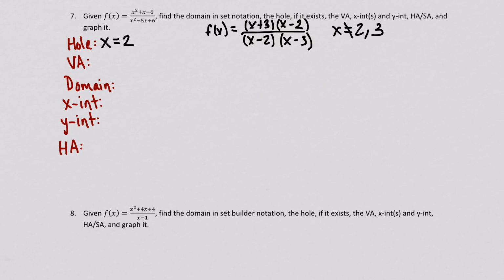3, x minus 3 is not repeated. It's not the same. See how it's different? So since it's not the same, that is a vertical asymptote. Using those two values, I can write my domain already. All values of x such that x does not equal 2 or 3.